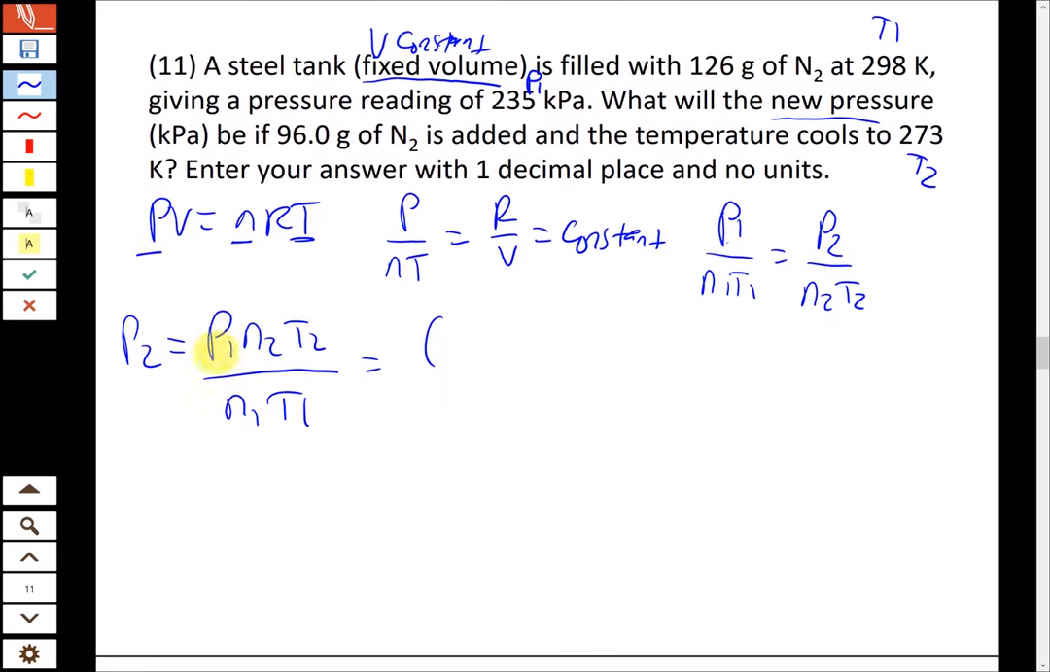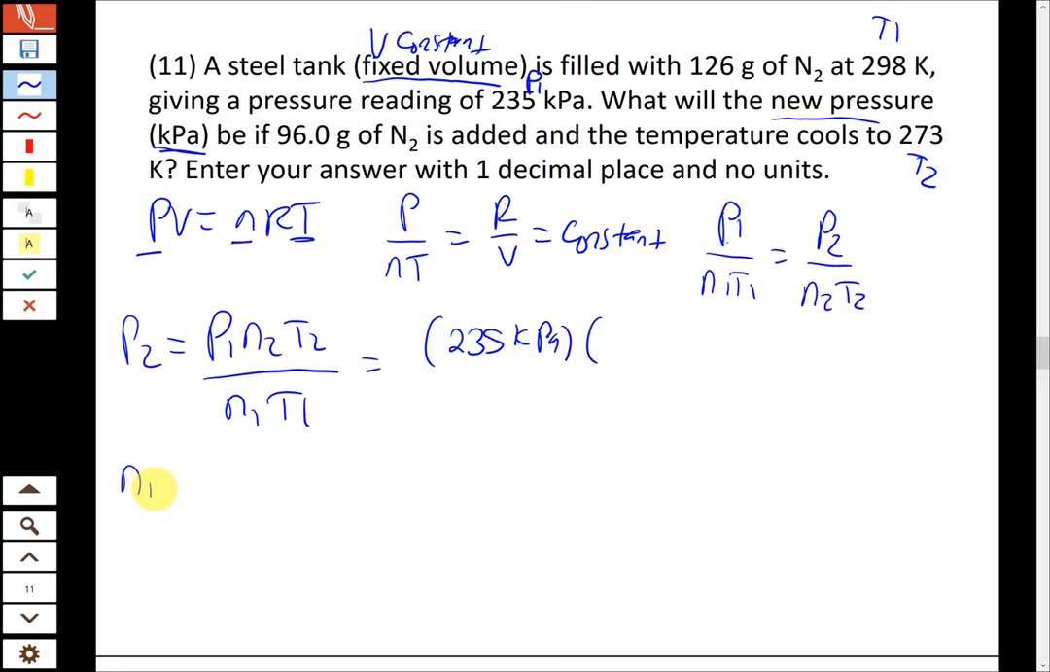The initial pressure, P1, is 235 kPa. And again, it doesn't really matter what unit we use for this because we're not putting R into this calculation. So we can use whatever pressure and volume units we want. We're going to put it in directly as kilopascals, which is what we're looking for in our final answer also. But now we have to find the number of moles, N2 and N1. We don't have those directly.